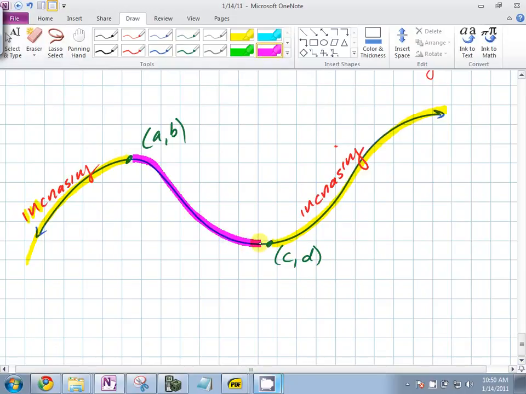Do the B and the D values matter at all here? Not really, except to make sure it's increasing and decreasing. So this is decreasing right here. So you could say it's increasing from negative infinity to A. It's decreasing from A to C. And it's increasing from D to infinity. Is it increasing or decreasing at A? Neither.